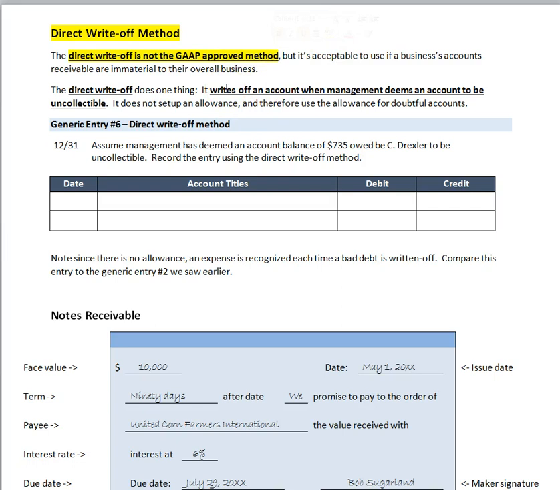So we can't use it unless we have immaterial receivables. But some businesses do have immaterial receivables, like restaurants. They get most of their receipts in cash after the customers pay, so they don't have too much in receivables. It would be completely okay for them to use this method.